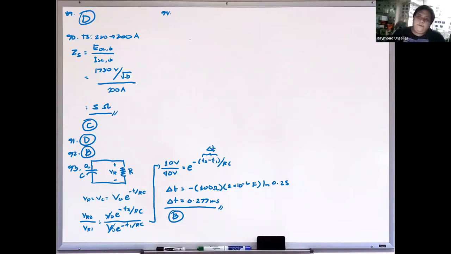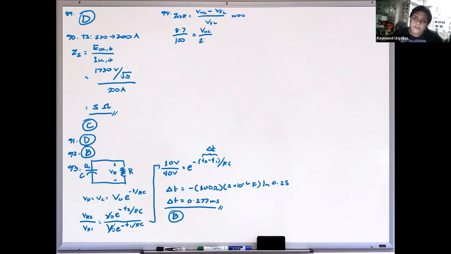For number 94, this is percent speed regulation, like voltage regulation. This is given by the no load minus full load over full load, multiplied by 100. What is given to us here is 8.7%, so this is 8.7 divided by 100. The no load voltage is what we are looking for in the problem.